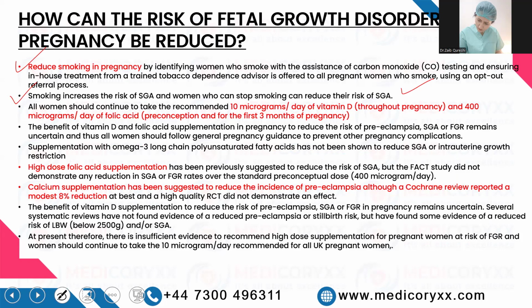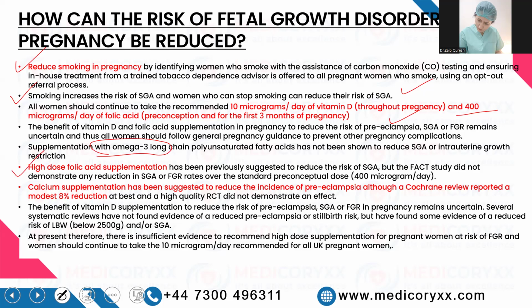All women should continue to take 10 micrograms per day of vitamin D and 400 micrograms per day of folic acid. Both should be taken from 3 months preconception and for the first 3 months of pregnancy as well. The benefit is that they may reduce the chances of having preeclampsia, SGA, and FGR. Although it is uncertain, studies are going on suggesting it can be helpful. Supplementation of omega-3 long chain polyunsaturated fatty acids has not been shown to reduce SGA and IUGR.